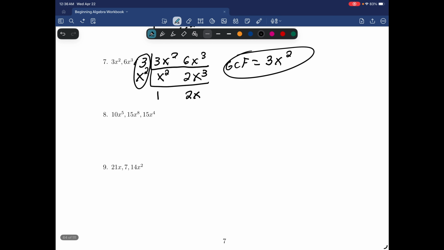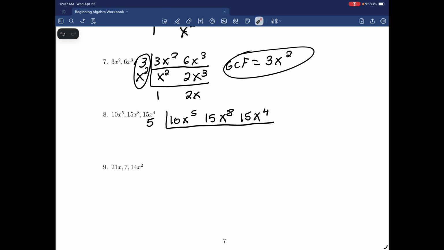Looking at example number 8, I encourage you to pause the video and try this one on your own. And now let's go through this together. So I'm going to write out all of our terms. So we have 10x to the 5th, 15x to the 8th, and 15x to the 4th power. Now looking at all three of these terms, I can tell that they're all divisible by 5 just by looking at it. And then looking at our variables and the powers, the smallest power is 4. So I'm going to go ahead and divide all the terms by x to the 4th.